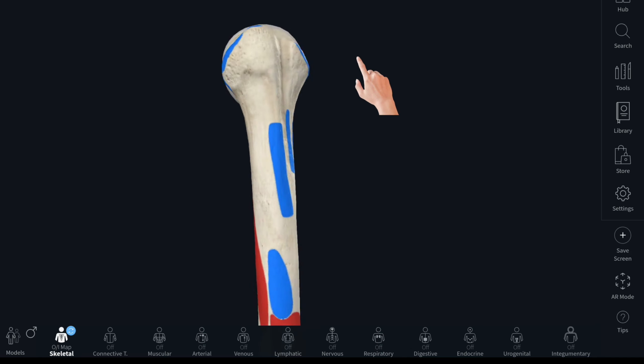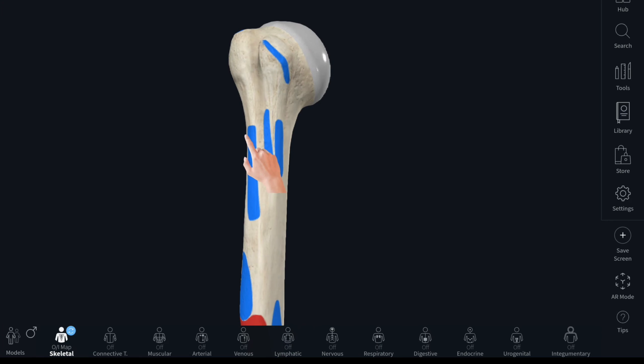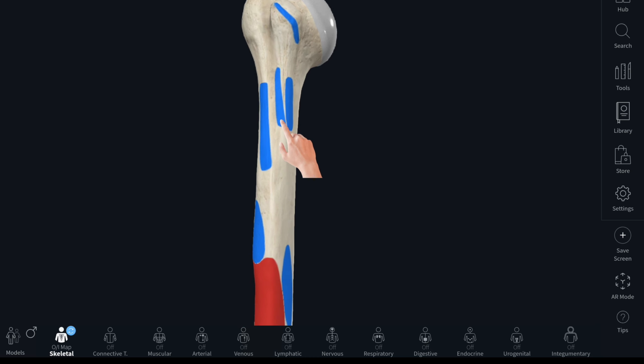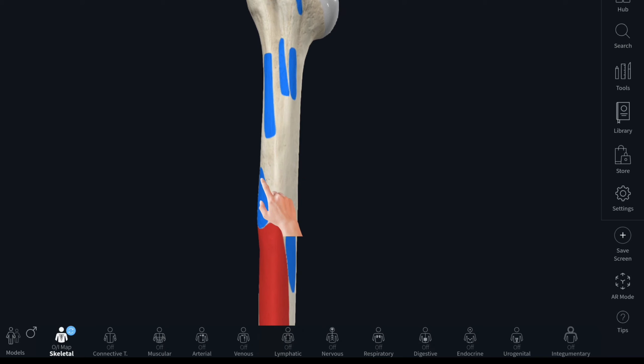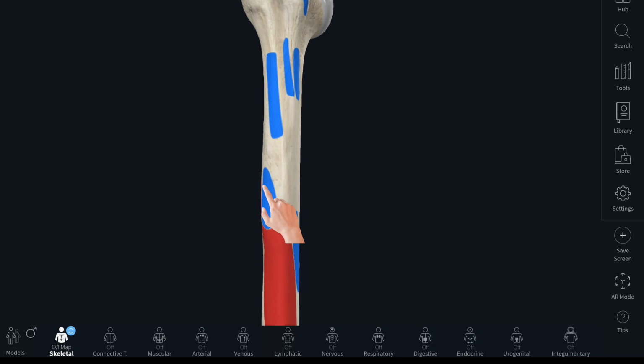The pectoralis major is inserted into the lateral lip of the intertubercular sulcus. The insertion is bilaminar. The latissimus dorsi is inserted into the floor of the intertubercular sulcus. The teres major is inserted into the medial lip of the intertubercular sulcus. The deltoid is inserted into the deltoid tuberosity.